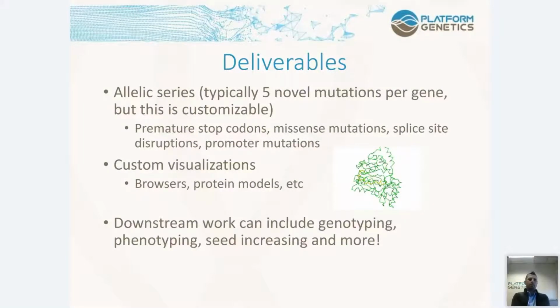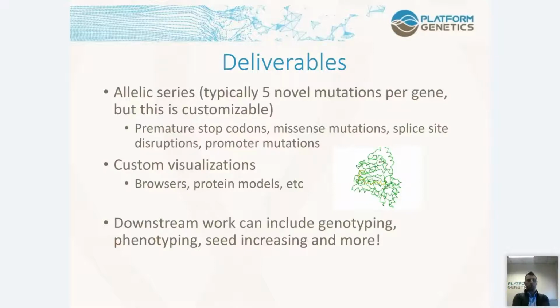If you look at the deliverables for a typical deep variant scanning run, it's really about generating an allelic series. The standard package would be 5 novel mutations per gene, but this is fully customizable. So if you want 10, or if you want every possible mutation that exists in a population, we can do that. By an allelic series, I mean that it's typically beneficial in genetics experiments to have a range of different types of genetic changes or mutations.